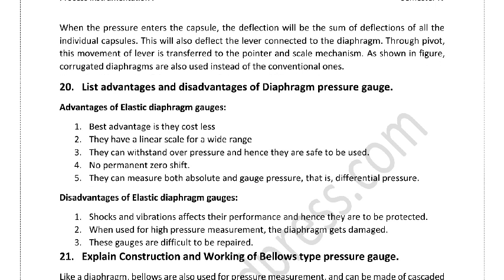When pressure enters the capsules, they deflect. The deflection will be the sum of the deflections of all the individual capsules, because more than one capsule is connected here, and the combination of all the individual pressures adds up to the total pressure, and accordingly it produces a deflection. That's why this diaphragm is able to measure higher pressures.